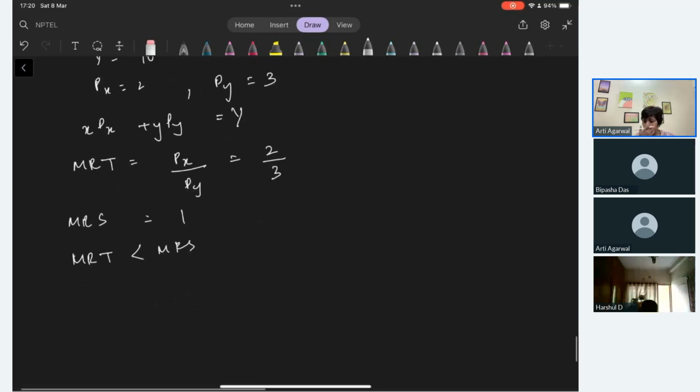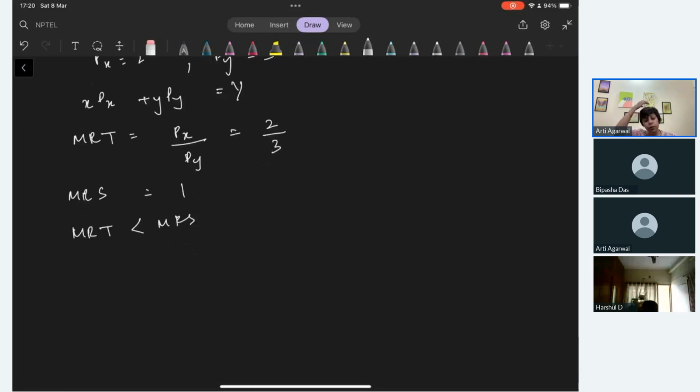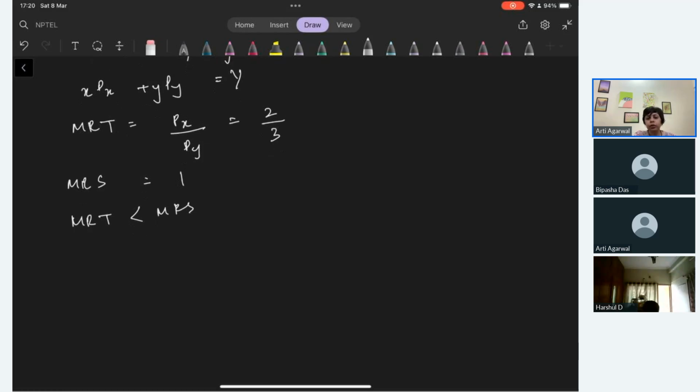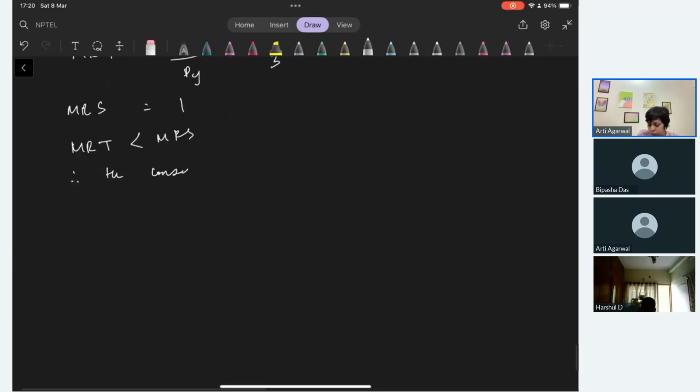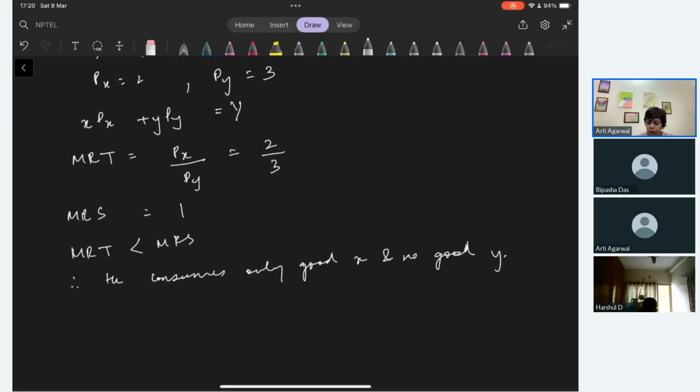So because he doesn't care whether he's consuming one or the other, and the price of one good is lesser than the other, what is he going to do? He's going to consume entirely that one good which is cheaper, right? Therefore, he consumes only good x and no good y. Right? MRT is px by py, which is less than MRS. Therefore, he's going to consume only x, right?